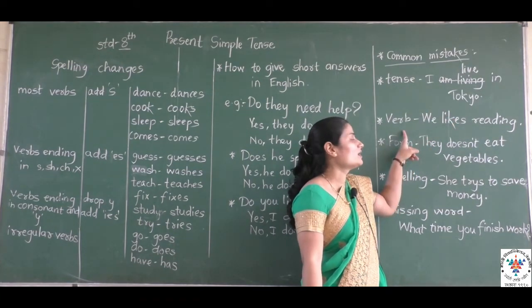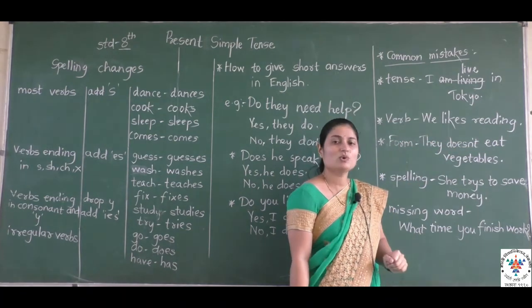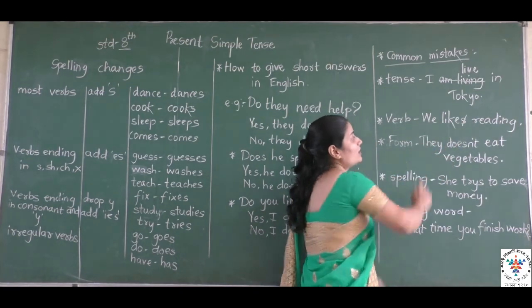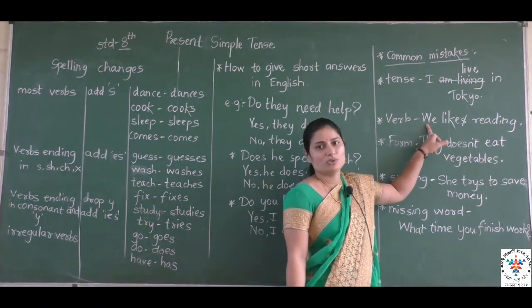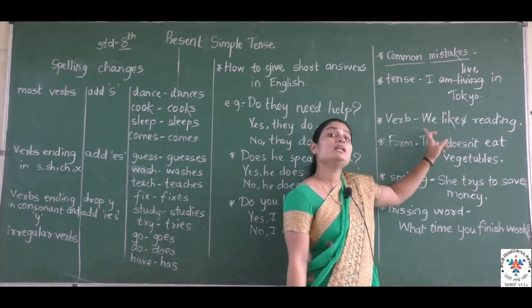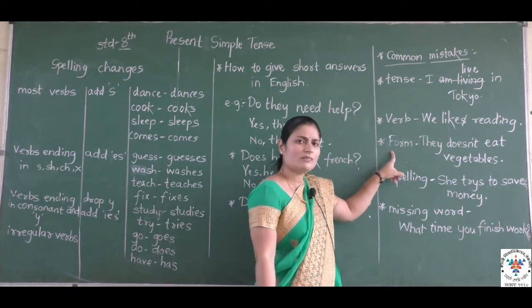Next is the verb. They make mistakes with the verb. We likes reading. What is the wrong thing? Here s is added to the first person plural. So we like reading, not we likes reading.